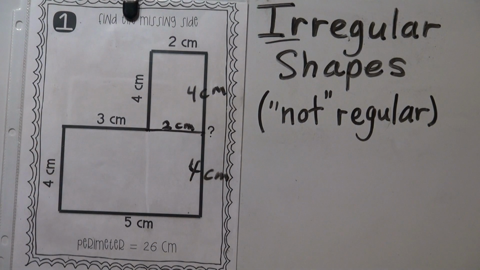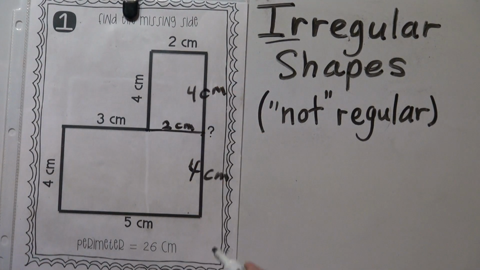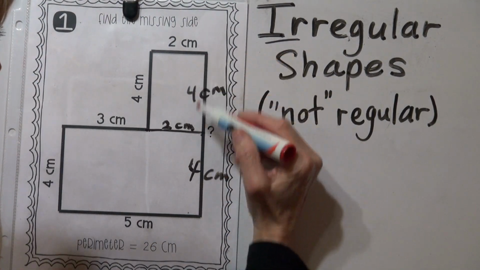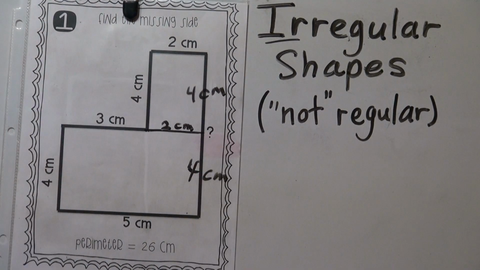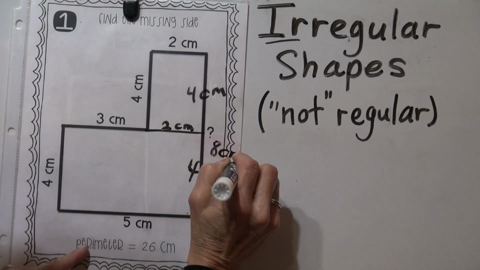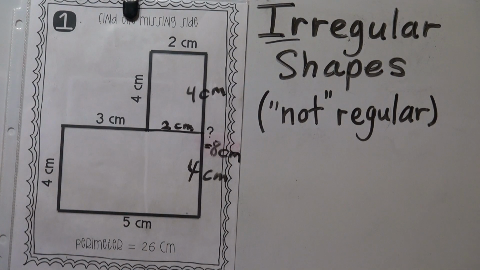So we have now labeled our pieces, so now we can easily see what this missing side is. All we do is this portion of it is 4 plus 4 more. So our missing side will be 8 centimeters total. And we've already solved our missing side.